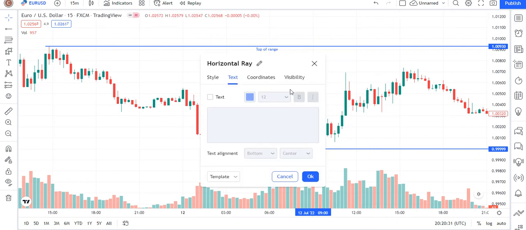Edit this one as well. So to edit it, I'm just double clicking the line to bring out this window. Okay, so this one will be bottom of range, right?